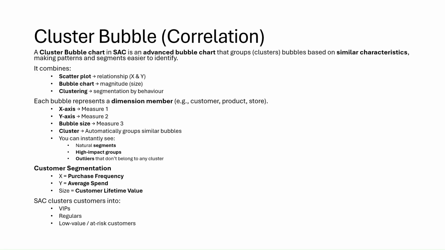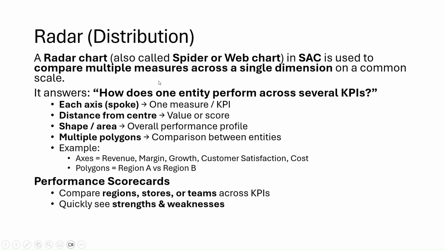Okay, so here we see the example of purchase frequency, average spend as the y-axis, and customer lifetime value as the size. So SAC clusters customers into VIPs, regulars, and low value or at-risk customers. So the size of the bubble will tell you which are our VIP customers, which are regular customers, and which are low value or at-risk customers.